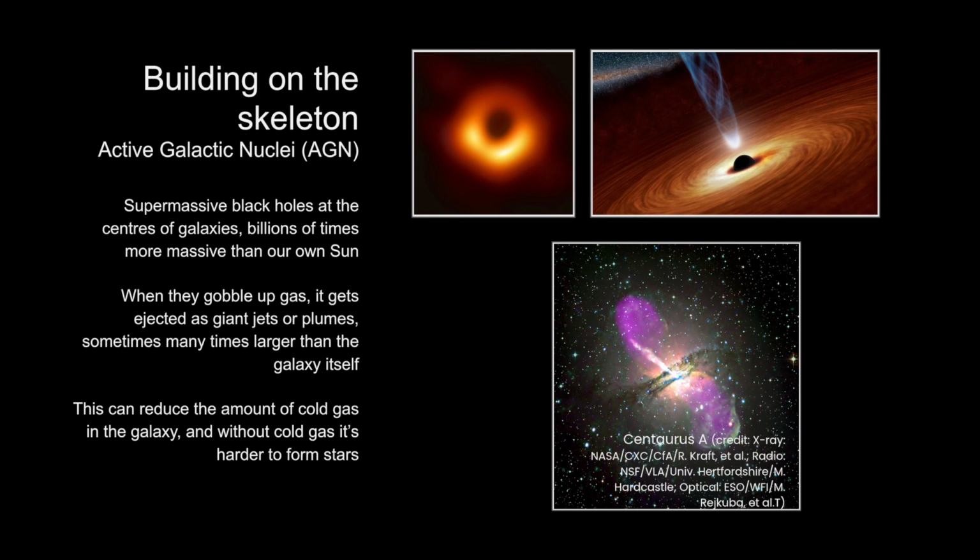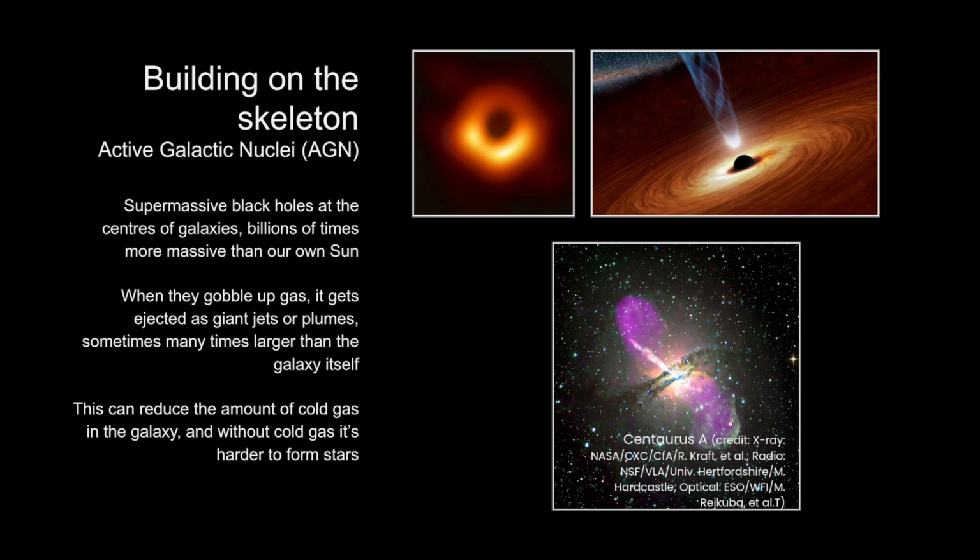Stars aren't the only things pumping lots of energy into a galaxy's gas. Every galaxy has a supermassive black hole at its center, billions of times more massive than our Sun. Recently, astronomers managed to capture an image of the supermassive black hole at the centre of Messier 87, shown at the top left. Black holes such as this gobble up nearby gas and spit it out at high speed, as illustrated by the artist's impression on the top right. These jets of gas can reach incredible distances, sometimes even larger than the galaxy itself.